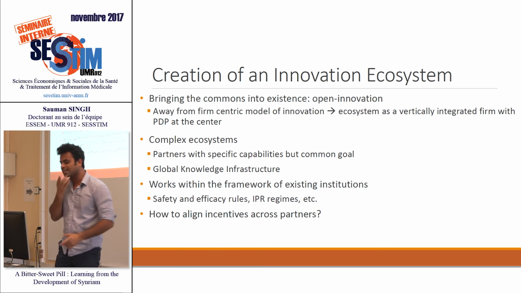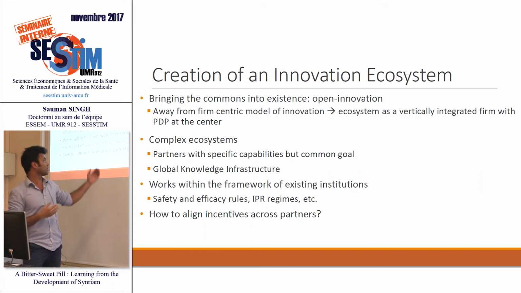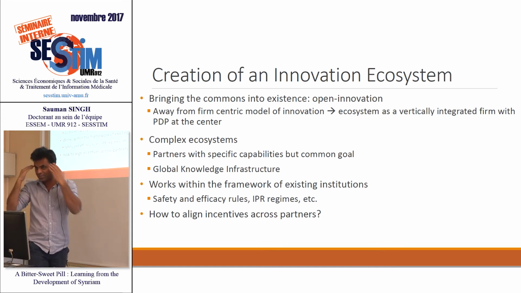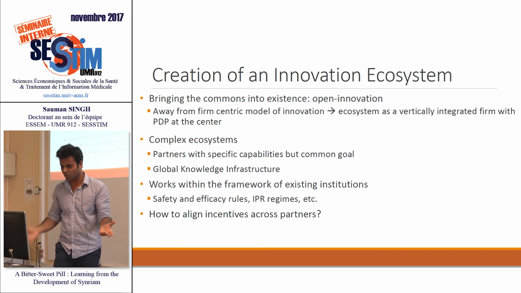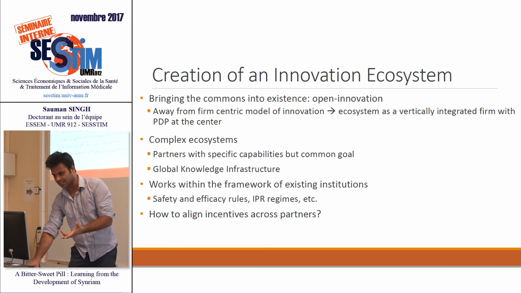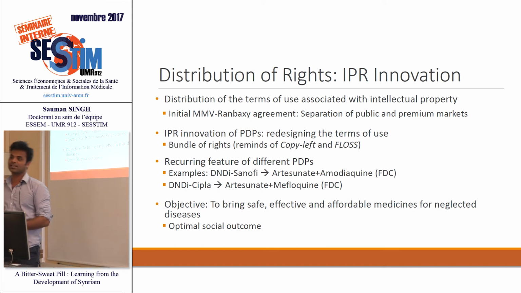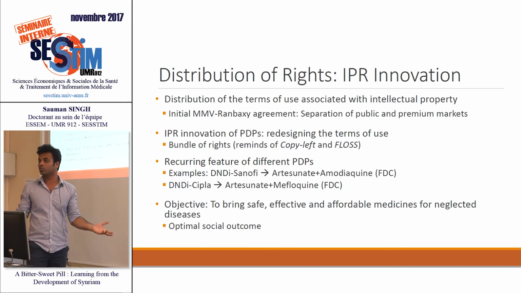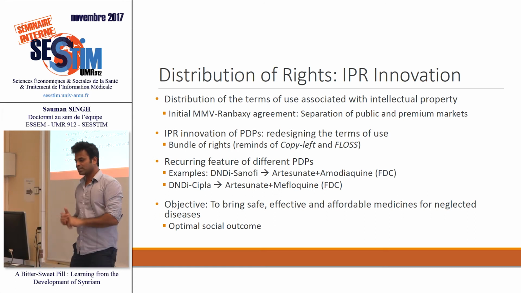So the problem here is how to align incentives. As we saw, the partnership between Ranbaxy and MMV broke because the vision of the world was not the same. What is an ideal product? So the partnership broke. This is a very complex task. Second is distribution of rights. Rights is at what price I bring the medicine into the market. Usually it is the pharmaceutical companies who decide. What is the innovation here?